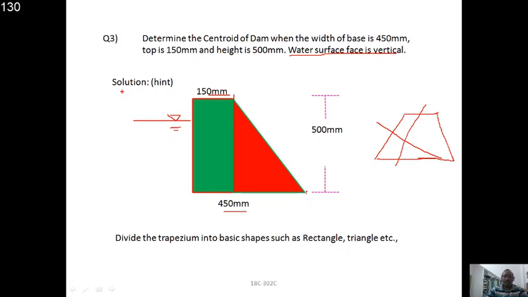Now to solve this, make it into two parts. One is the rectangular portion, and this other portion is a triangle portion. Then adopt the similar procedure and solve the same thing.